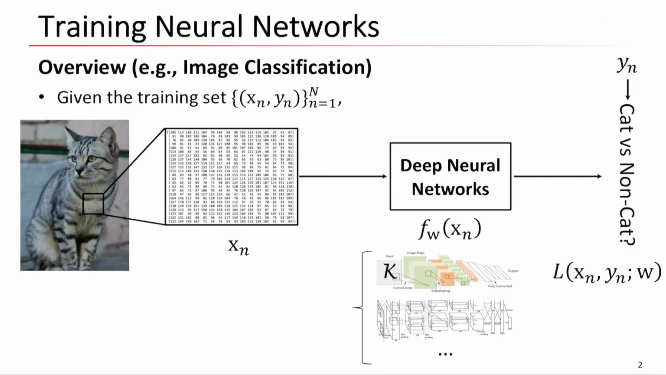Okay, let's recap the procedure of the neural network. Given the training set, xn and yn, xn is the input signal, right? yn is the output signal, right? In the regression case, yn means some kind of continuous variable, and in the classification case, yn will be some kind of class label, right? So given the training set, what we want to do is to design the deep neural network as the function f_w of xn, right? In this case, w means the network parameter, right?